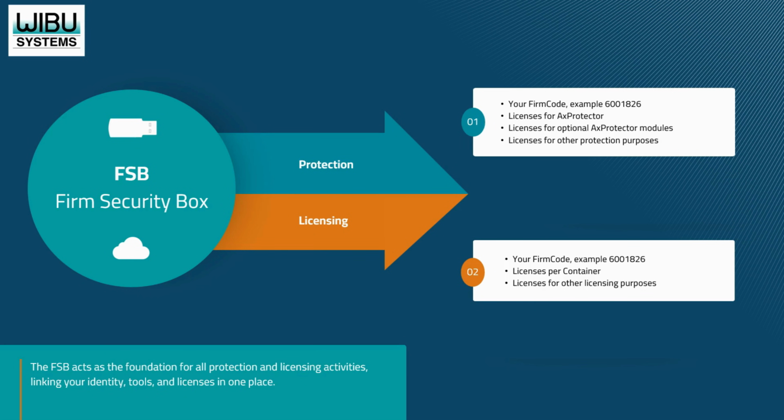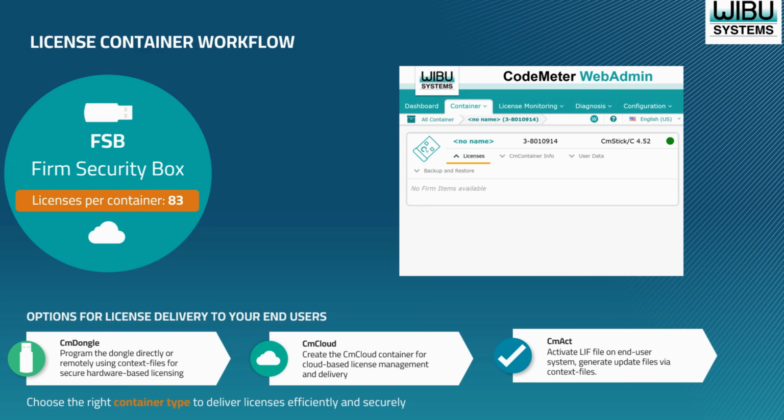Now, let's look at the basic workflow. You start with the FSB. In this example, you have purchased 83 licenses per container. You can now create licenses in different types of containers. Some customers use 2 or more FSBs for different build environments. Others prefer to separate protection and licensing into different FSBs.